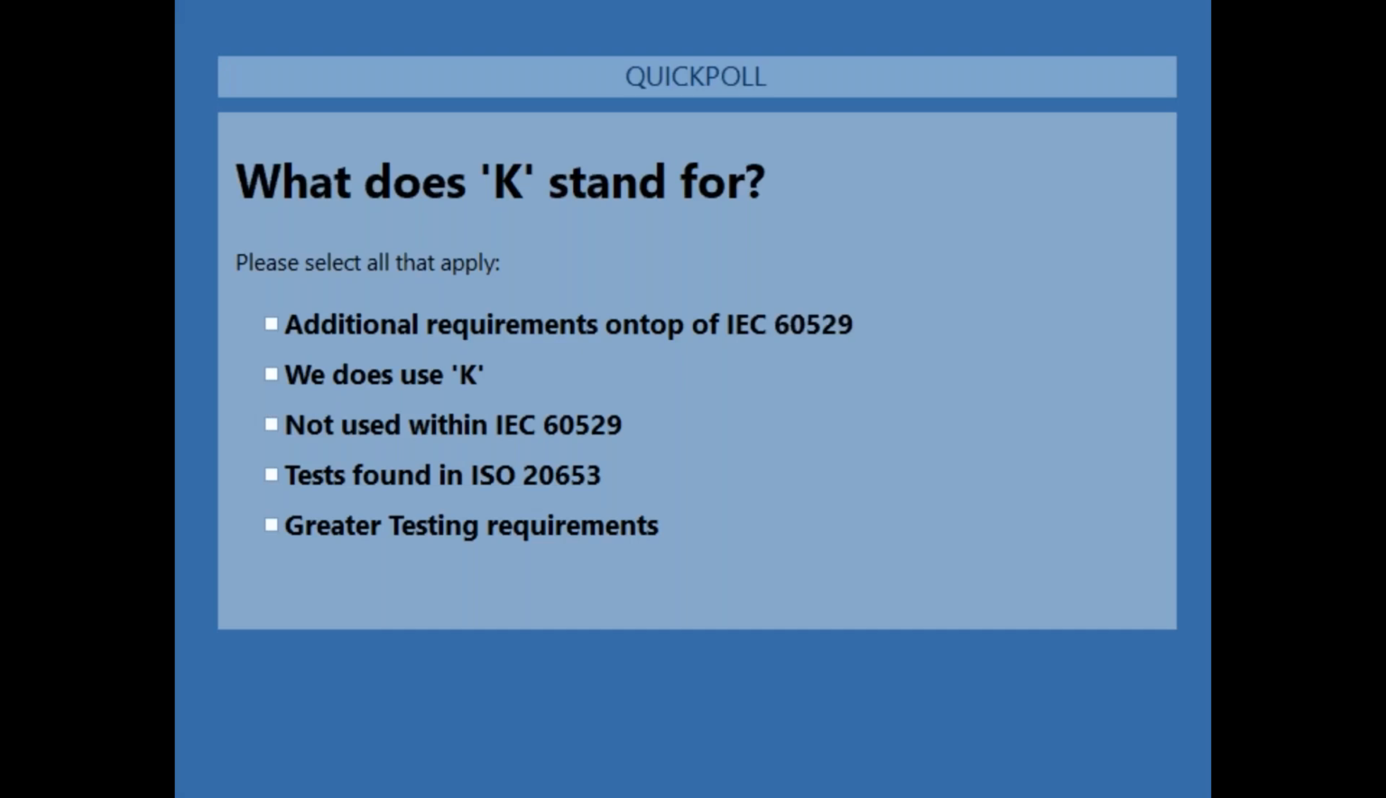So, question. This is a multiple choice. There's more than one answer. What does the K stand for? I'll give you a hint. There is no incorrect answer. Sorry, number 2 should say we do not use K. Sorry about the English of that.